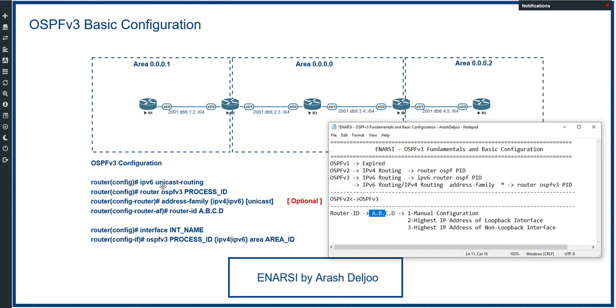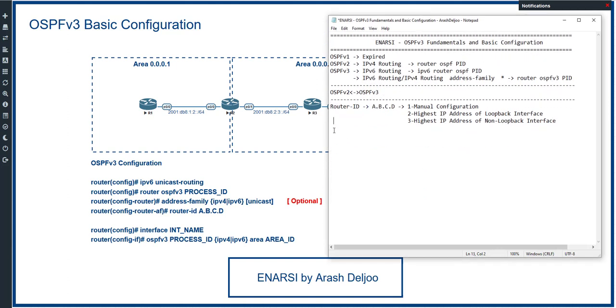Now we have the OSPFv3 process. Then you should go to each interface and use this command: interface name, ospfv3 process ID, IPv4 or IPv6, area ID. This is like the interface-specific configuration of OSPF version 2. Let me show you one example. Here we have this scenario. I will configure this scenario, but for now let me show you only one simple example for the router 1 configuration.